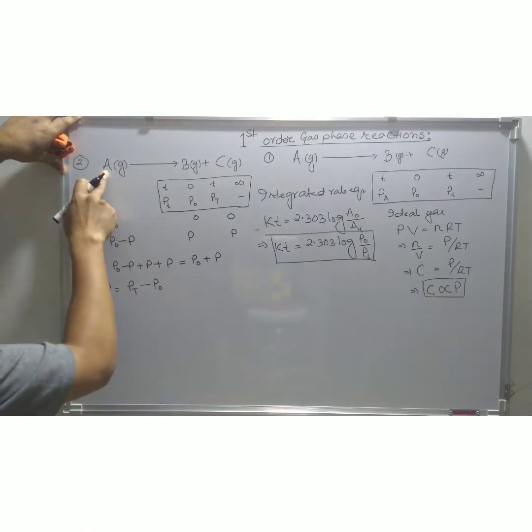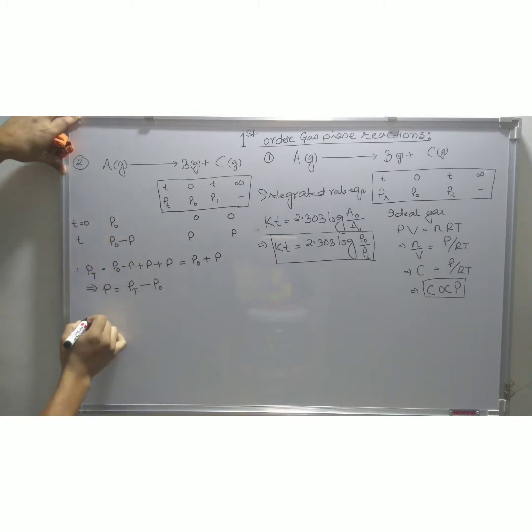Now therefore look at this. We have to replace this concentration in terms of partial pressure. So the partial pressure of A initially, at time 0, that is directly proportional to concentration, is equal to P naught, and the partial pressure of A at time t is equal to P naught minus p.